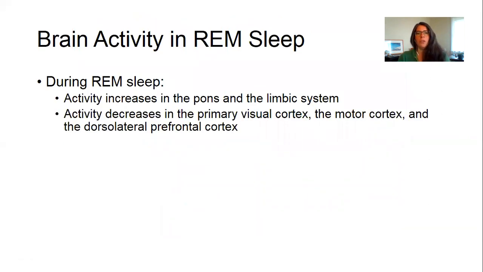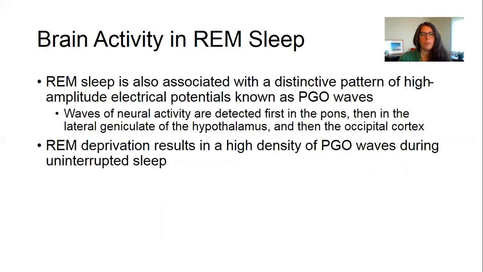Okay, so REM sleep. Activity increases in the pons and in the limbic system. Activity decreases in the visual cortex, the motor cortex, and the dorsolateral prefrontal cortex. REM sleep is associated with distinctive patterns of high amplitude electrical potentials known as PGO waves.